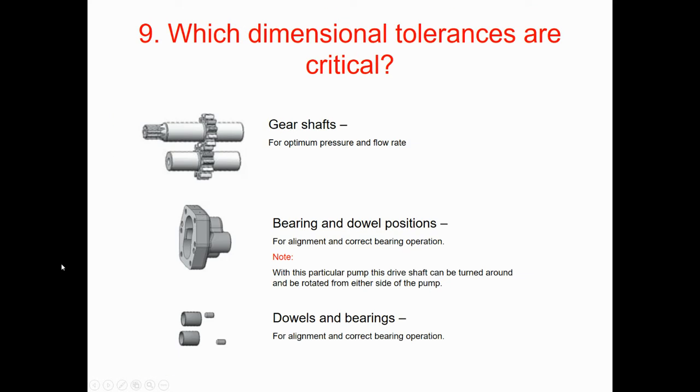So which dimensional tolerances are going to be critical? The first important thing is going to be the gear shaft. And when we talk about the critical dimension, it's not only about the shaft, the area itself, but also about the gears. And once again, I showed that in the lab when you actually try to contact the gears together. Actually, this can happen with any type of gears, like for example the gearbox in the car.